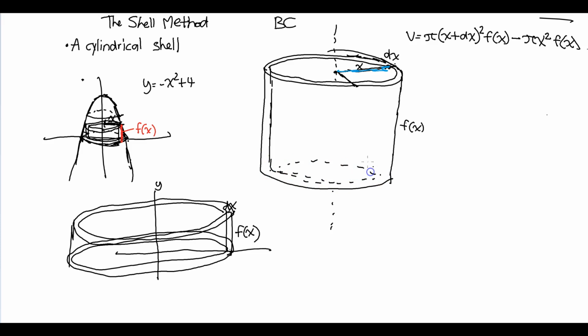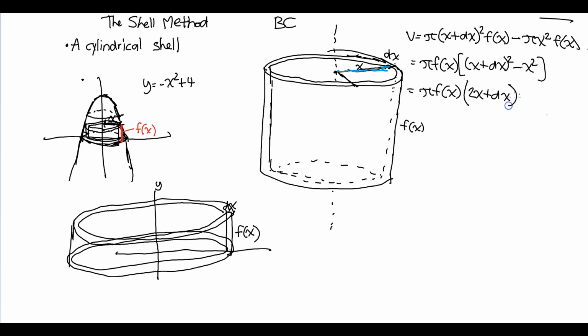Okay, so you see it sort of forms a cylinder on the inside as well. Now, we can factor out pi times f of x. So pi times f of x, and we get x plus dx squared minus x squared. And now there's just a difference of squares. So what we get is pi times f of x times a plus b, so 2x plus dx, times a minus b. Okay, so x plus dx minus x, so that's just plain dx.